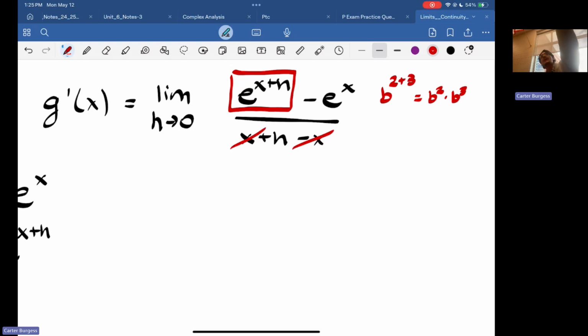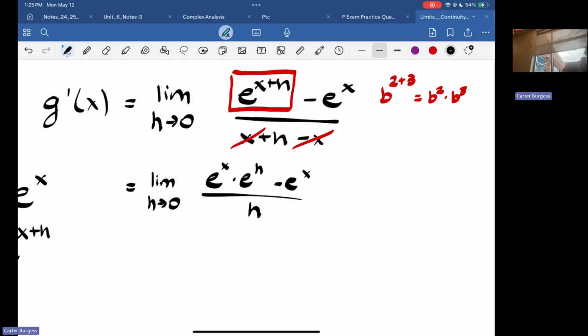In this case, e to the x plus h. How could I split that apart? What's that going to look like? So e to the x times e to the h minus e to the x, all divided by h.